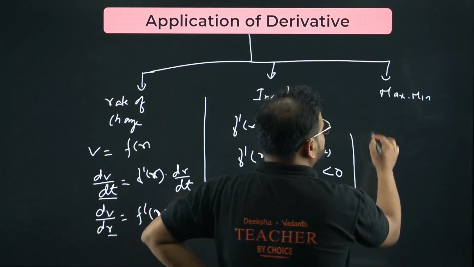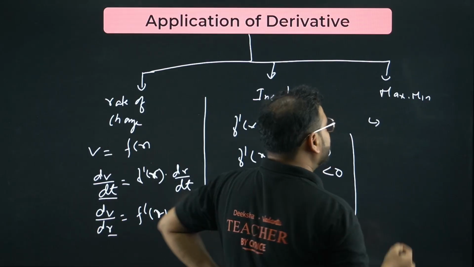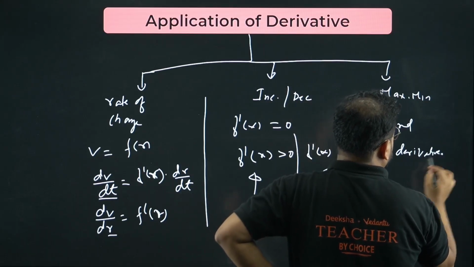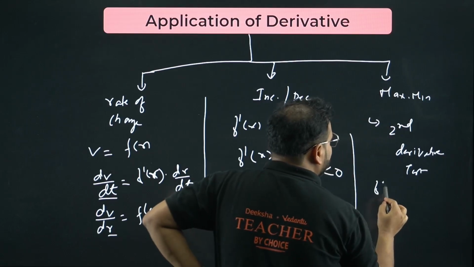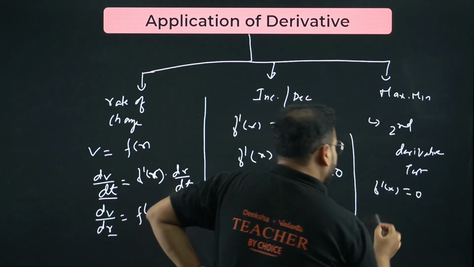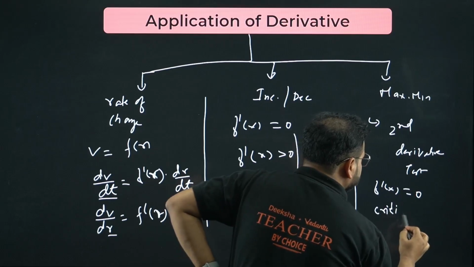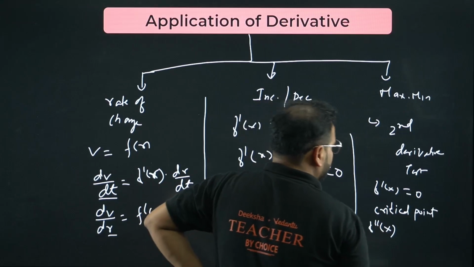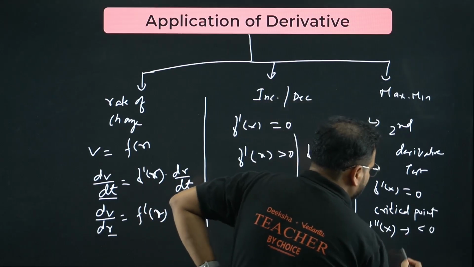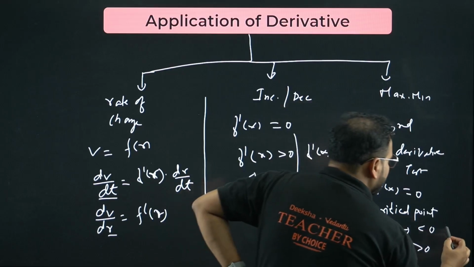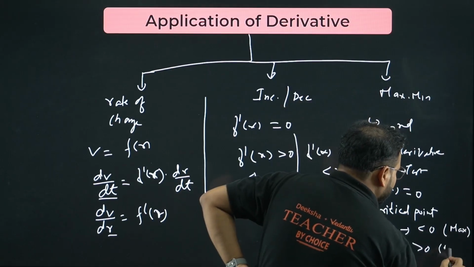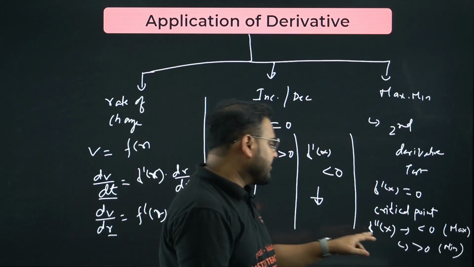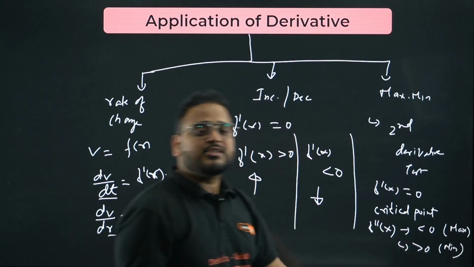Maxima minima, again we have two tests: first derivative test and second derivative test. Usually I suggest you use the second derivative test. You find f dash of x, put it equal to 0 to get the critical points, and then find the double derivative. If this is coming as less than 0 or more than 0 at the critical points, we call it maxima or minima. Greater than 0 means minima, less than 0 means maxima. Please use these concepts.